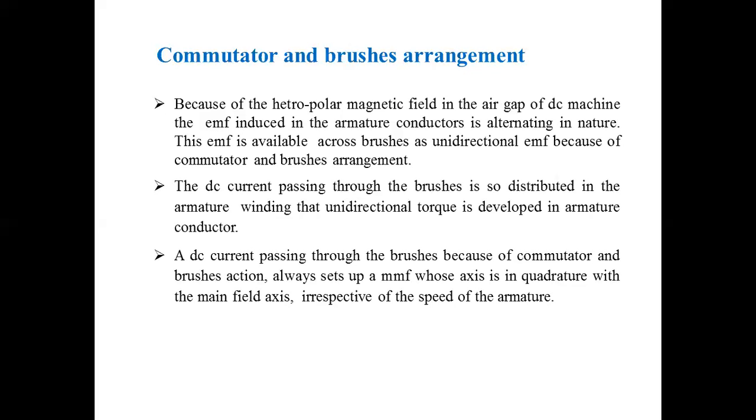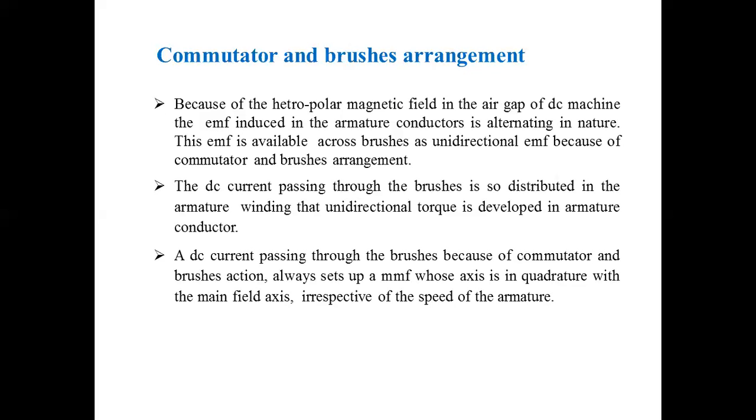Here, the DC current passing through the brushes is so distributed in the armature winding that unidirectional torque is developed in the armature conductors. The amount of supply we are giving towards the brushes is fed towards the armature conductors. So the DC current passing through the brushes is so distributed in the armature winding that unidirectional torque is developed in the armature conductors.